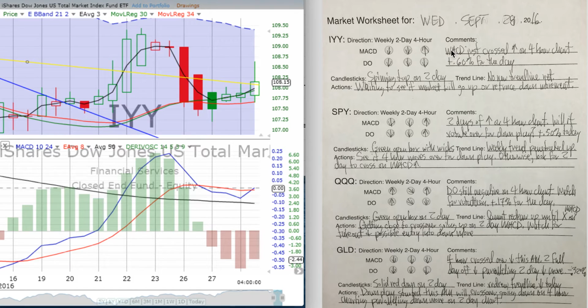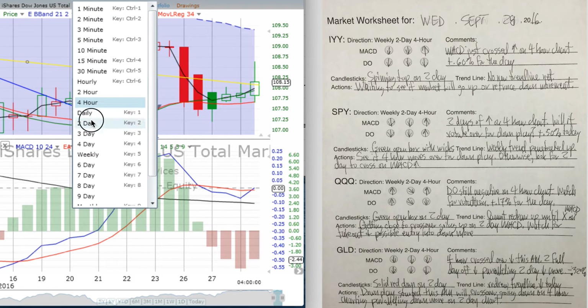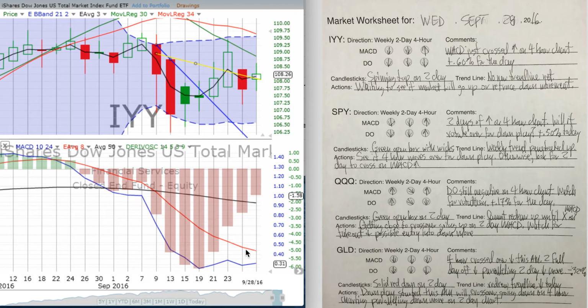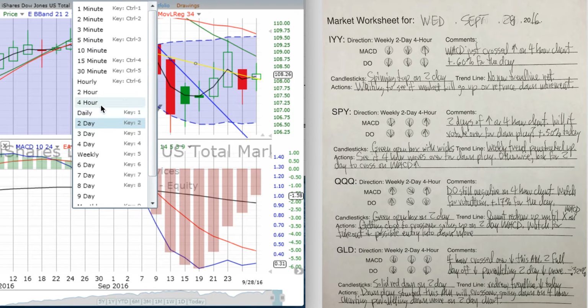Here's what I noted as the comments on IYY, the total market. MACD just crossed going up on the 4-hour chart. That just happened on the 4-hour chart. Important to know that's what's going on. Could be seen as a potential pullback. Think about it. If the 2-day chart is currently in a confirmed downtrend and the 4-hour chart moves over going up, that is what we call a pullback.